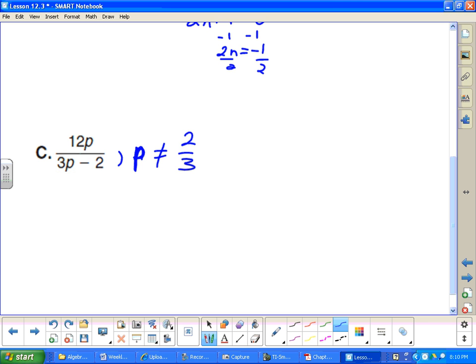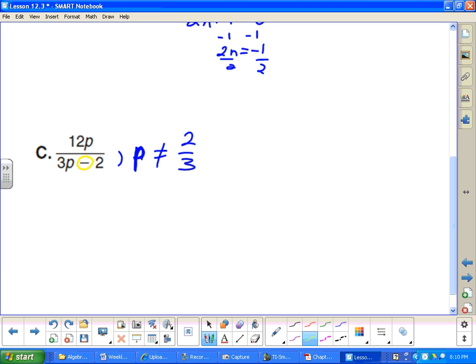Because yes, we have a p in the numerator and a p in the denominator. The problem is that in the denominator, it's not a factor. We have a difference in the denominator. There's subtraction going on. There's not a factor. There's no multiplication. So you cannot do any simplification here at all.